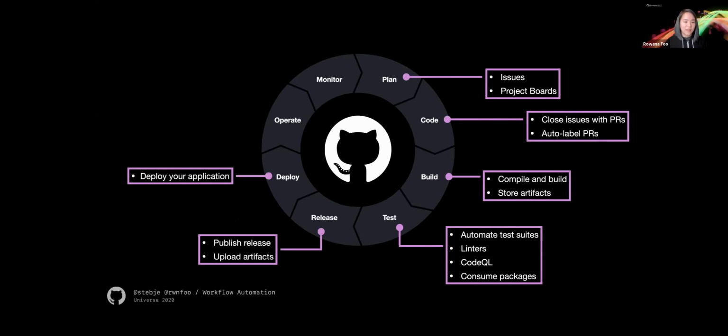Release and deploy, this is also pretty straightforward: publishing your release, uploading artifacts to your release, and then finally deploying your application either on-premise or to any of your cloud providers using GitHub Actions. These are all ways that you can use actions and packages to automate your process along the way.